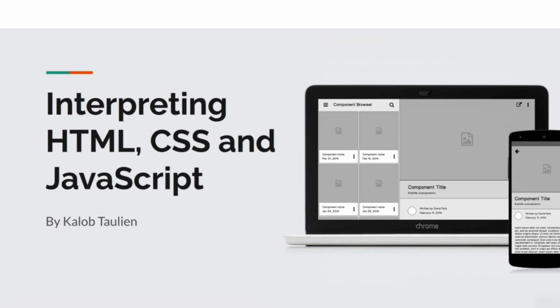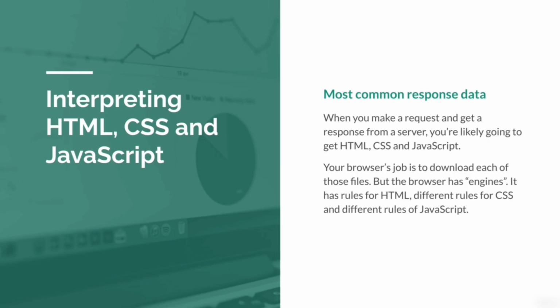Interpreting HTML, CSS, and JavaScript. So these are the most common response data types. When you make a request and you get a response from a server, you're likely going to be getting HTML, CSS, and JavaScript. Your browser's job is to download each one of those files.